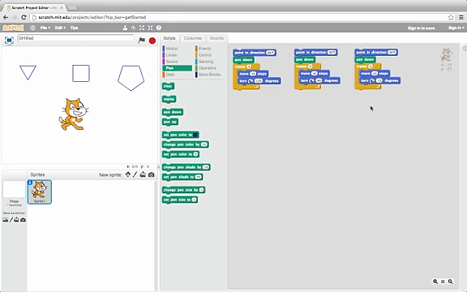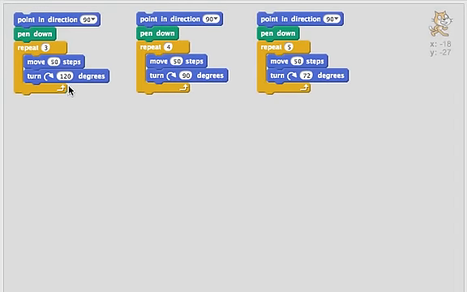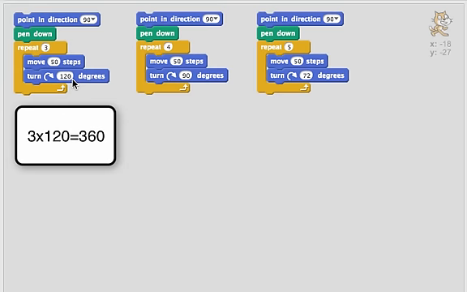Okay, now I want to draw a hexagon, and I'm going to try and use division instead of guess and check to calculate how much I should turn each time. So let's look at the pattern. Here, I repeated three times, and each time turned 120 degrees. So that's like 3 times 120, which is 360.